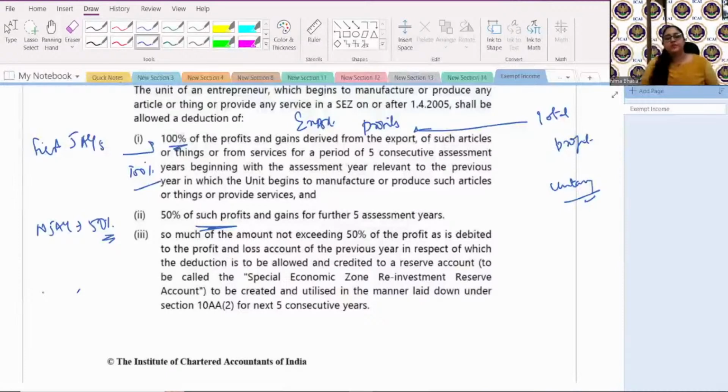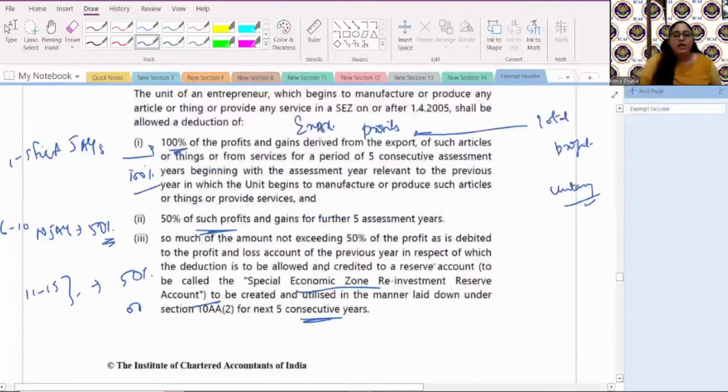And for the first to 5th year, 100%, 6th to 10th, 50%, and then 11th to 15th, 50% of the profit or the amount transferred to the special economic zone reinvestment reserve, whichever is lower, would be allowed as deduction for the next 5 consecutive years. So all of these are consecutively allowed as deduction.